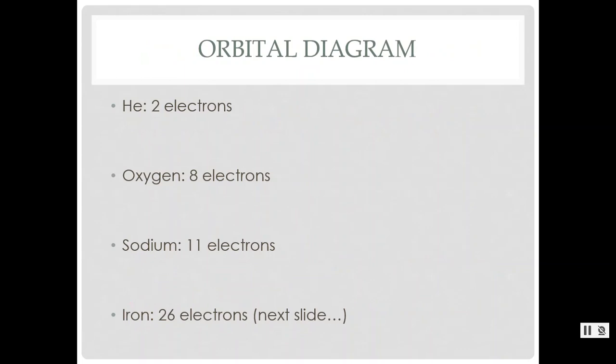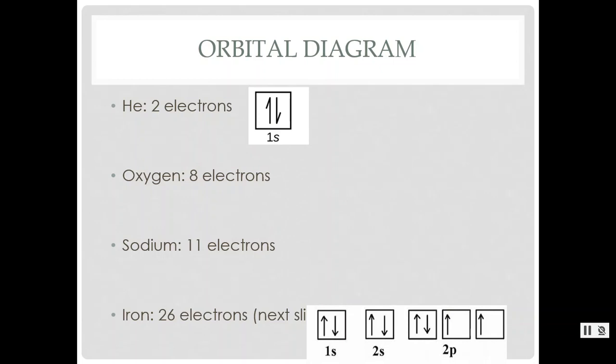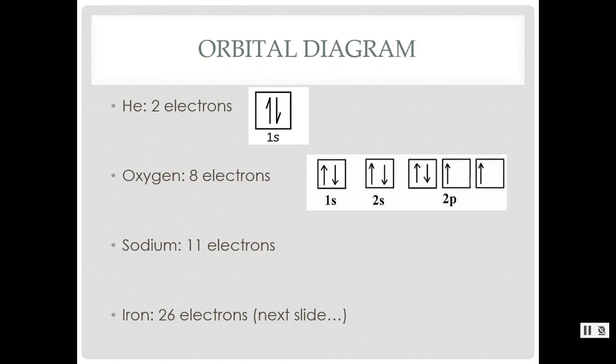So let's go ahead and do orbital diagrams for these 4. Helium is 1s2. These are the same elements we did in the previous video with regards to electron configuration. Helium only has 2 electrons, so both of them are going to sit in a 1s orbital with opposite spins due to the Pauli exclusion principle. Oxygen has 1s2, 2s2, 2p4, so that fourth electron is going to have to pair up with one other electron in a 2p orbital, but it's going to be of opposite spin.